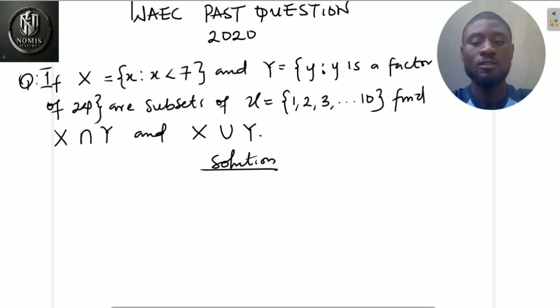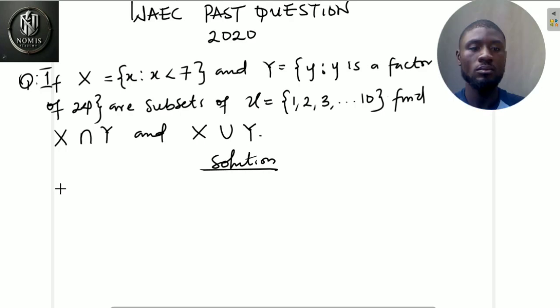The question says, if X equals the set of x such that x is less than 7, and Y equals the set of y such that y is a factor of 24, and they are subsets of the universal set having the elements 1, 2, 3 to 10, find first X intersect Y and X union Y. Before you can solve this kind of question, you need to interpret the coded element of X and the coded element of Y. So let's get into the solution of this question.